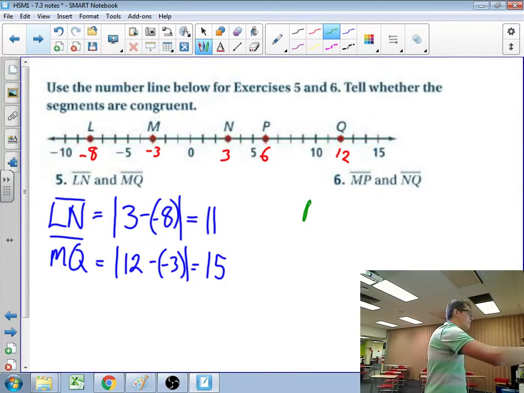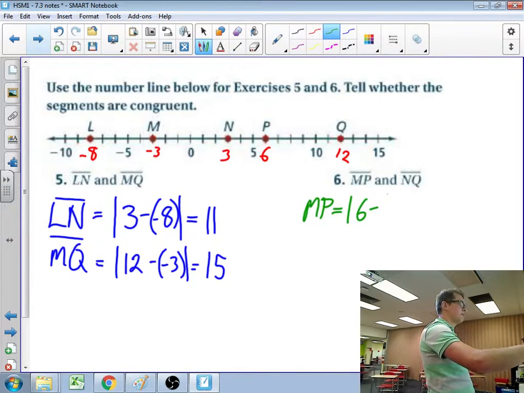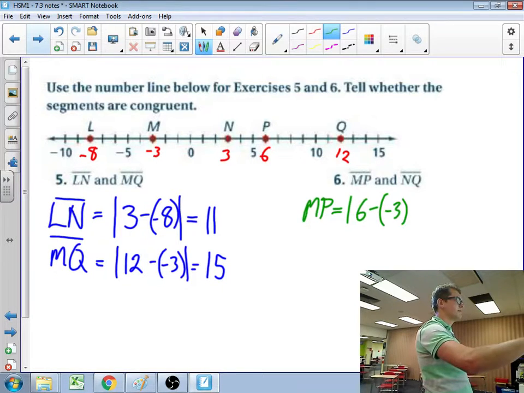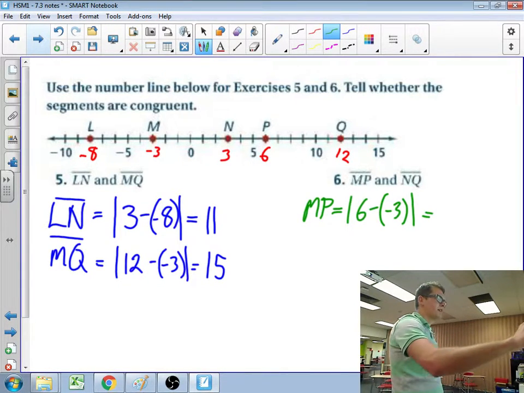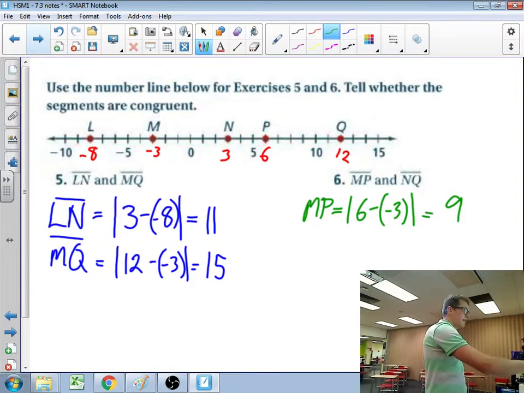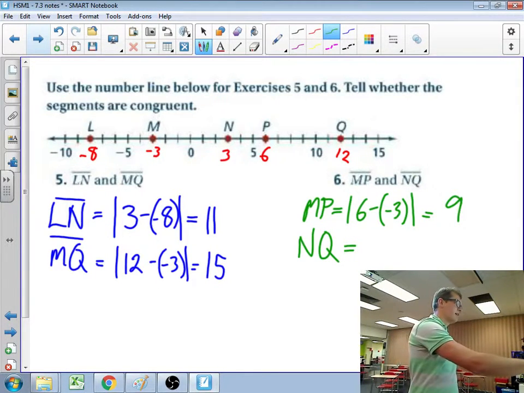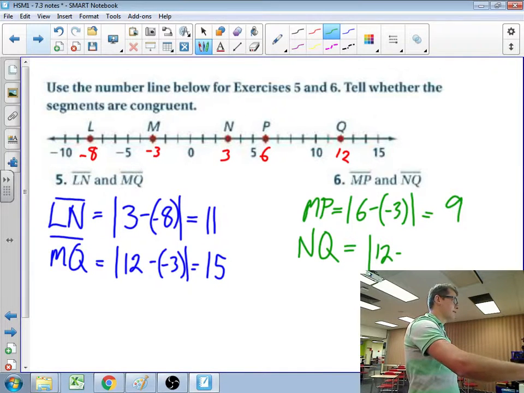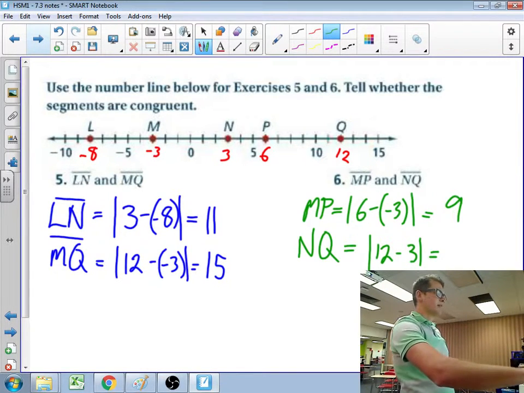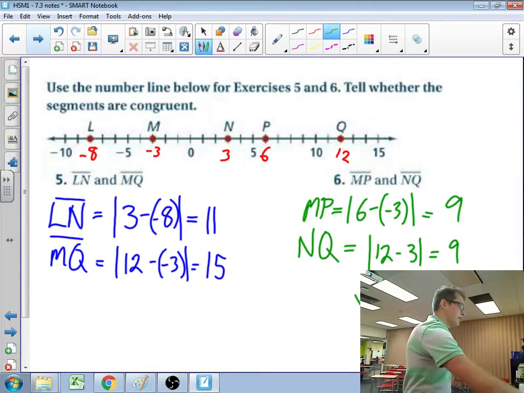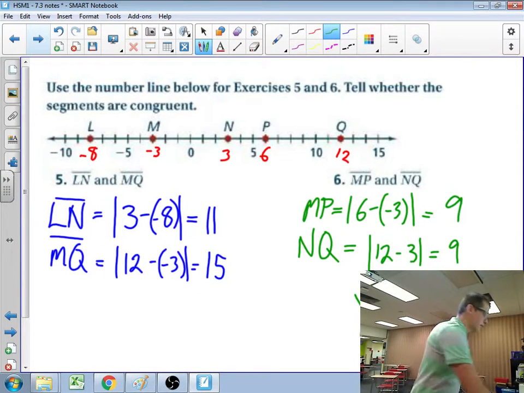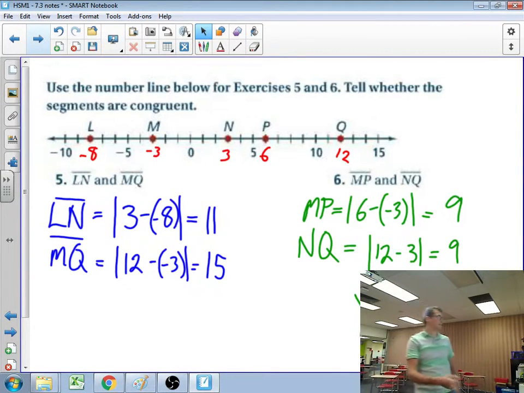MP. So MP. One positive, one negative. Start with the positive 6 minus a -3. That becomes addition and becomes 9. And then we have PQ. And that's positive numbers, so it is easier to start with the bigger one. 12 minus 6. And that comes out to 6? No, 12 minus 3 comes out 9. So yes, these two are congruent because they come out to be the exact same length.